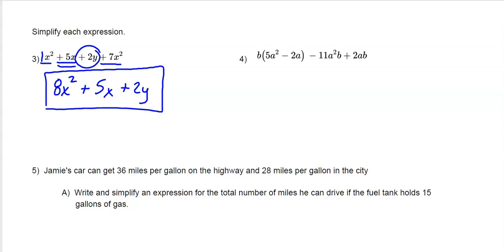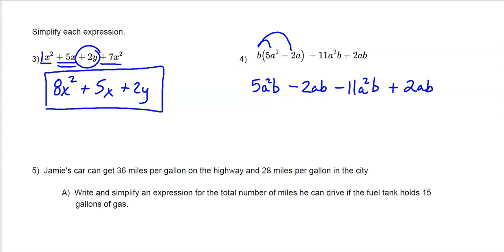Over here, first thing I want to do is multiply the parentheses. I'm going to keep it alphabetical, so I'm going to do my a's, then my b's. So that'd be 5a squared b. And then I'm going to have a negative 2ab. And then I'm going to have the minus 11a squared b. And then plus the 2ab.